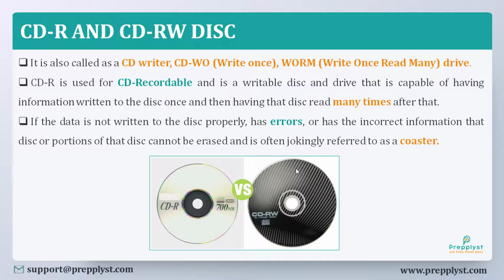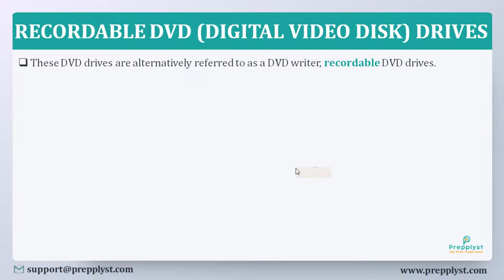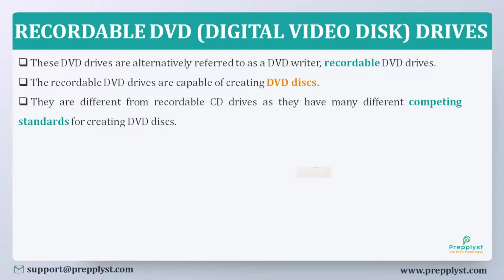So which means that in your CD recordable, you have to ensure that the data is written properly, because this can be done only once. Then you have recordable DVD, digital video disc drives. They're also called DVD writer, recordable DVD drives. They're capable of creating DVD discs, and they are different from the recordable CD drives as they have many different competing standards for creating the disc. So they're more difficult to create the DVD disc than the CD disc.